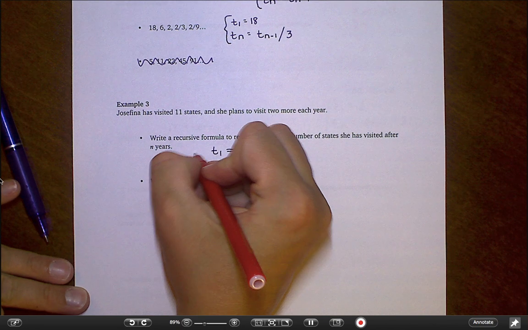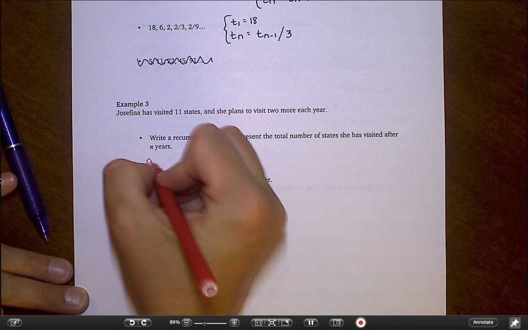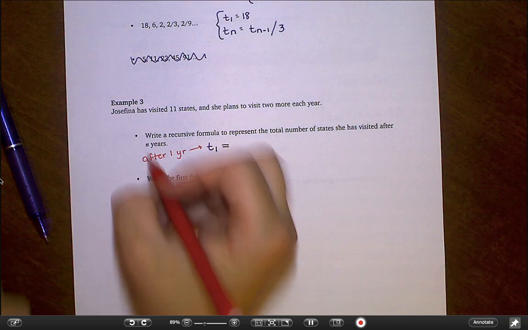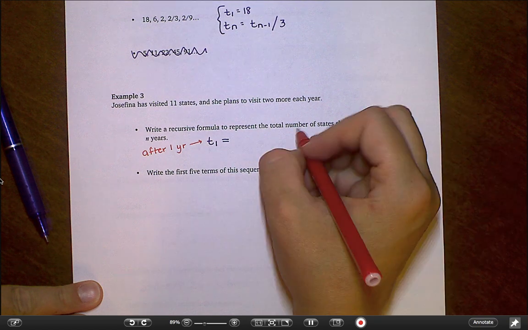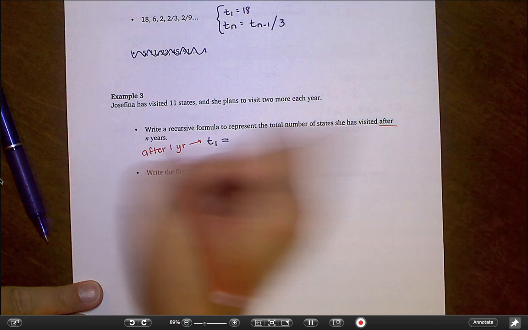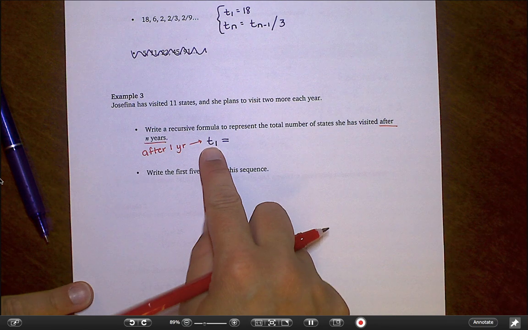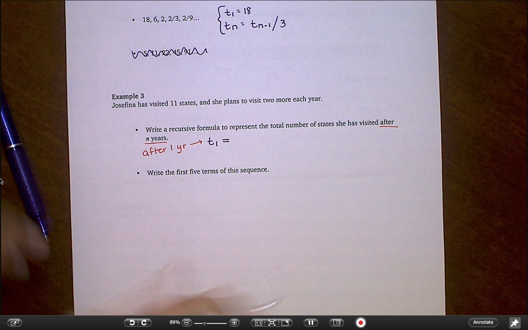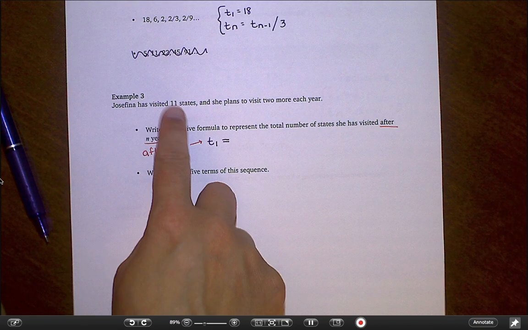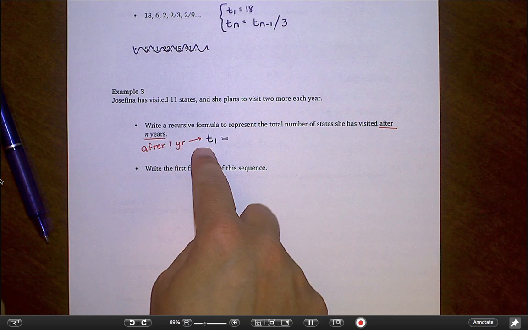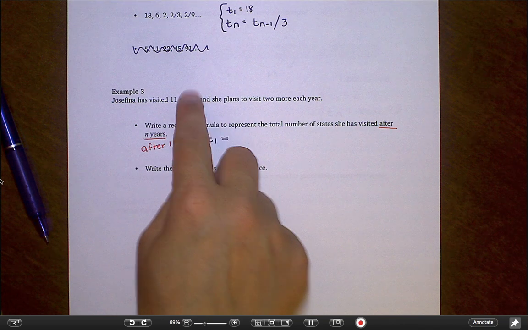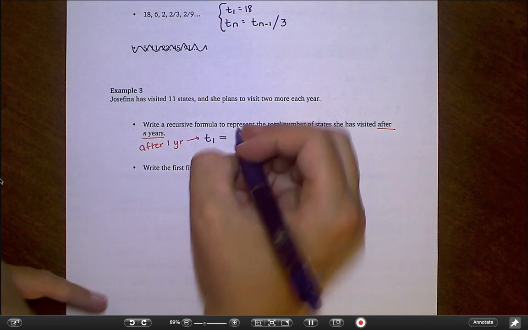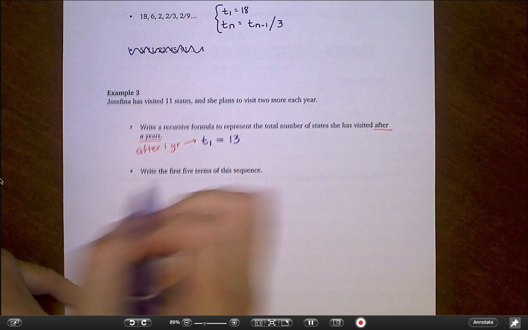This should represent how many states she has visited after 1 year. And the reason I know that is because of this wording right here, that it says it represents the number of states she has visited after n years. So if term 1, if n is 1 here, then that has to represent after 1 year. Here's why I'm making such a big deal out of that. I know you're going to want to start with 11 here, but term 1 should be after 1 year. So she has 11 states right now. After 1 more year, she will have already added 2 more. So term 1 is actually 13, okay?